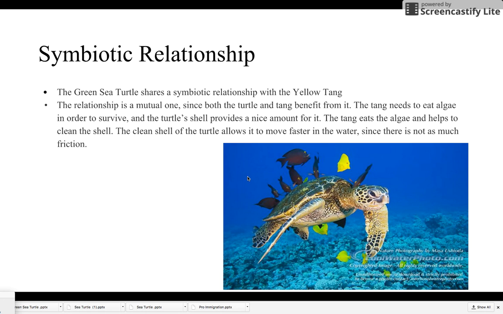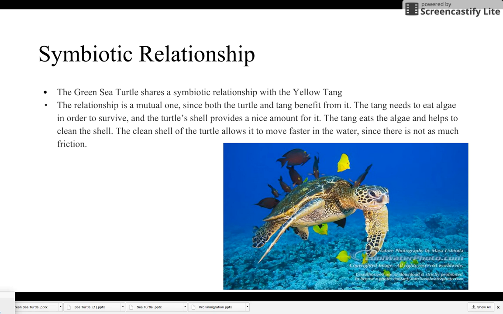Now, a symbiotic relationship. The green sea turtle shares one. There was one that I could find, and it was very noticeable with the yellow tang. And this is typically in Hawaiian waters. So there's a United States location for you. Good old Hawaii. The relationship is a mutual one, and what that basically means is both animals benefit from it. No one is harmed. Both of them benefit from it.